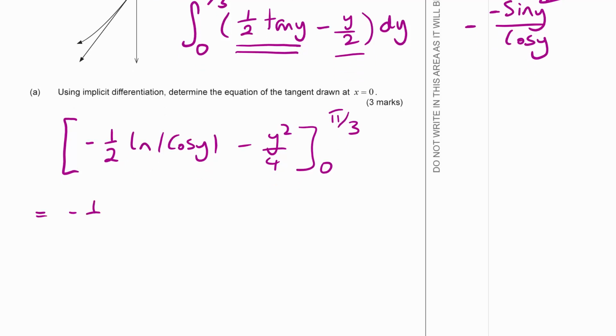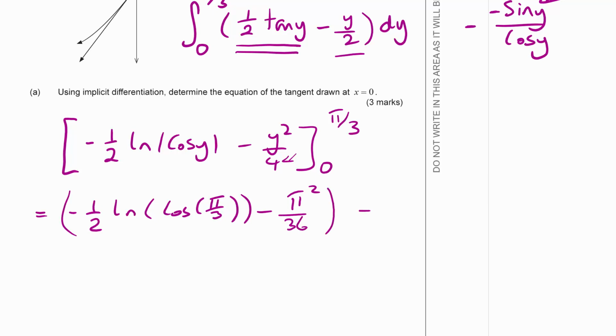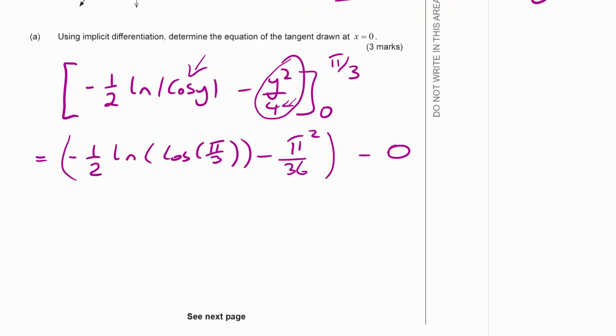So we have negative a half ln cos pi by 3, take away, substitute in pi by 3, and that's going to be pi squared over 3 squared, which is 9, and then we've got the 4 here, so that's going to be pi squared over 36. And with the 0, this is going to end up being 0 because cos of 0 is 1, log of 1 is 0, and of course, that will be 0 if we substitute 0 in. So we've just got a 0 there.